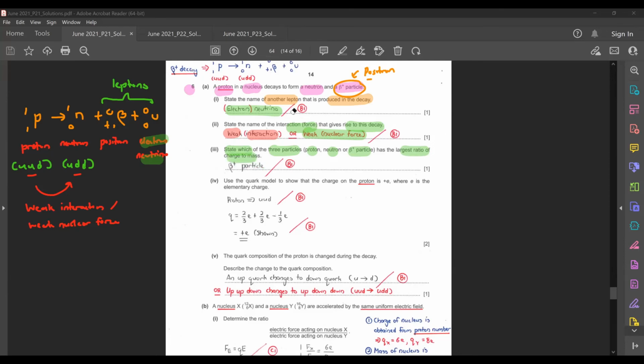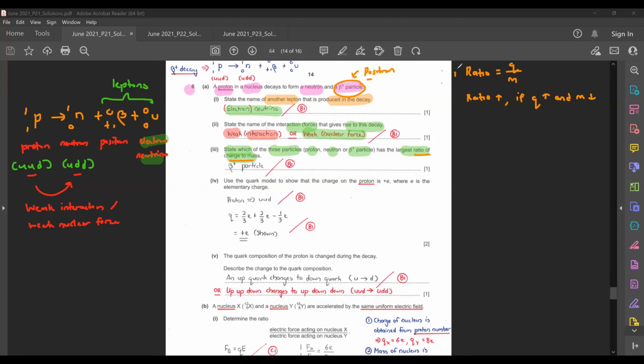Okay, so which one has the largest ratio of charge to mass? The ratio of charge to mass is actually referring to Q over M. So let's just call this the ratio. Okay, they want the largest ratio. The ratio will be large if Q is large and M is small.